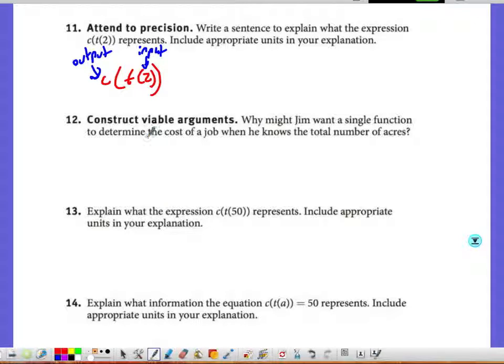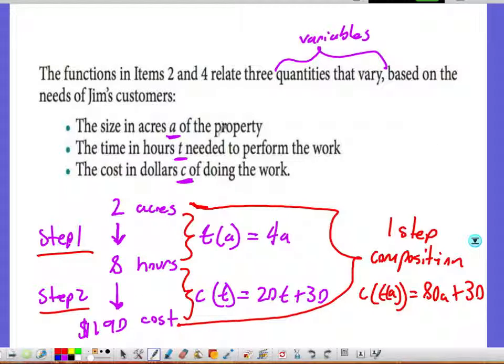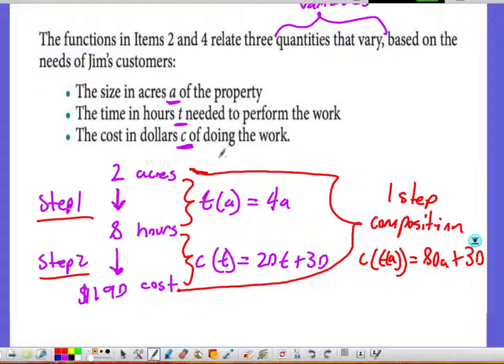Okay, so number 11, write a sentence to explain what the expression C of T of 2 represents. Include appropriate units in your explanation. 12, why might Jim want a single function to determine the cost of a job when he knows the total number of acres? Well, this might explain it. Do you always want to go through 2 steps to determine the total cost, or do you just want to go through 1 step?